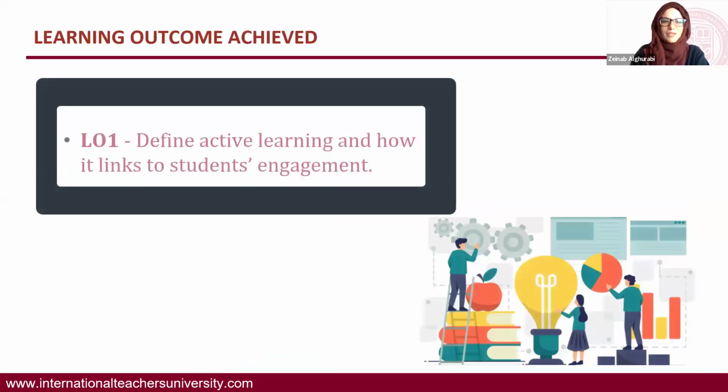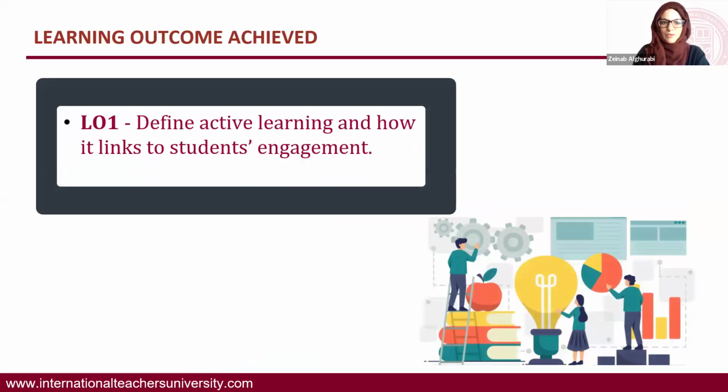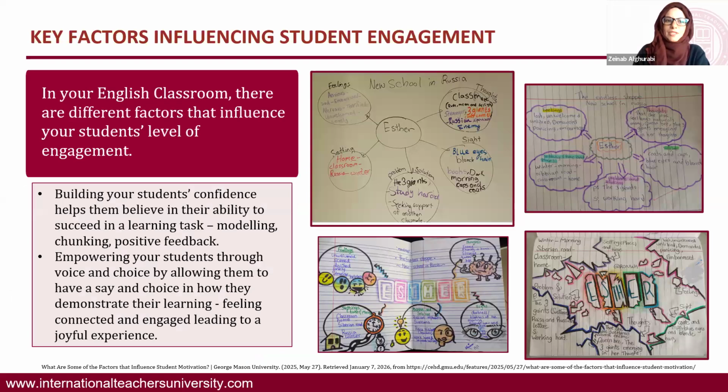Now, by the end of this video, we have achieved our first learning outcome, which is to define elective learning and how it links to students' engagement. Now we are going to speak about factors that influence student engagement. In your English classrooms, there are different factors that influence the students. As teachers, we need to try to build our learners' confidence and get them engaged.